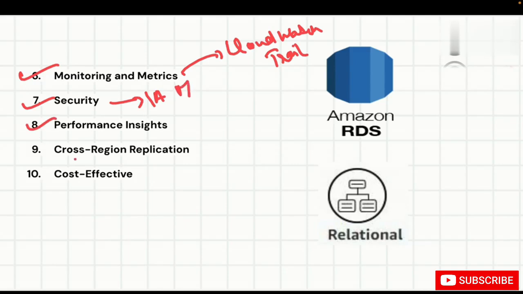Performance insights will give you all the related information about performance, cross-region replication, and cost effectiveness. So these are the basic features provided in RDS. Moreover, RDS, as you know, is a SQL-based service where we can do joins and perform several actions based on SQL queries. So these are the features provided to us by AWS on RDS.